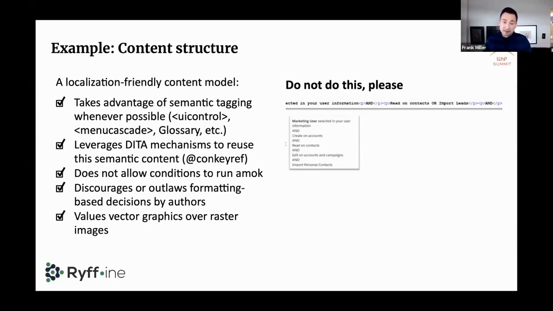Get a semantic framework. Use the semantics appropriately, in a valuable way, and you will be able to reap the benefits of that. Leverage the proper data mechanisms for the semantic content. Conkeys came out in the later versions of DITA, not because it's cool, but because it does help scale, and it does help processes like dynamic content, personalized content, and translation. So use these semantic tags with things like conkeyref.